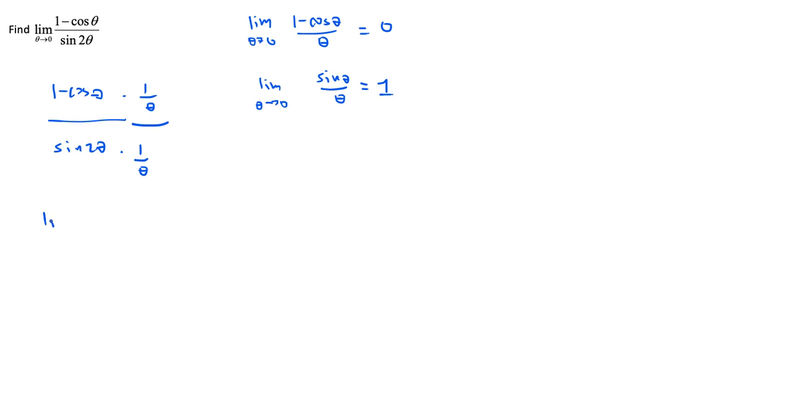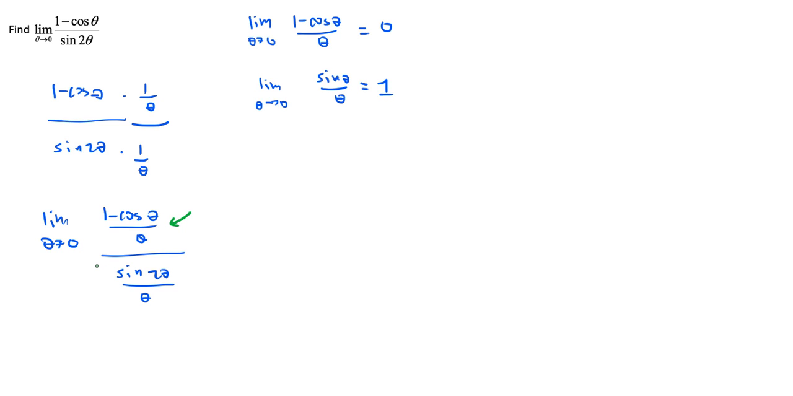I guess technically I should still be writing the limit. If you don't do that, it's not a big deal. Just remember we're still taking the limit of this guy. Notice what we got here: 1 minus cosine theta over theta, all over the sine of 2 theta over theta. And this is good, because hey, wait a minute, I know what that is. That's just equal to 0.